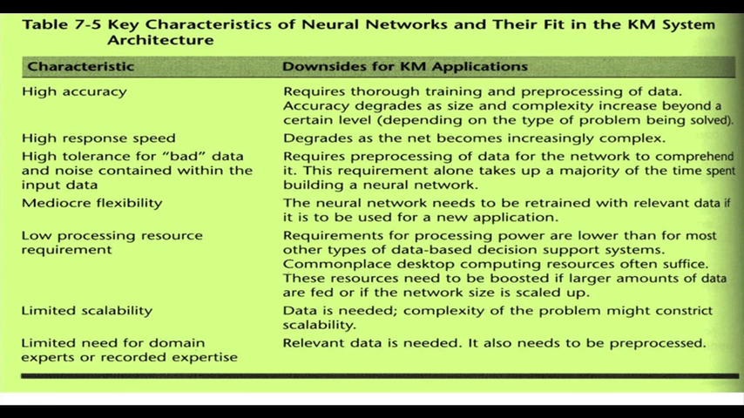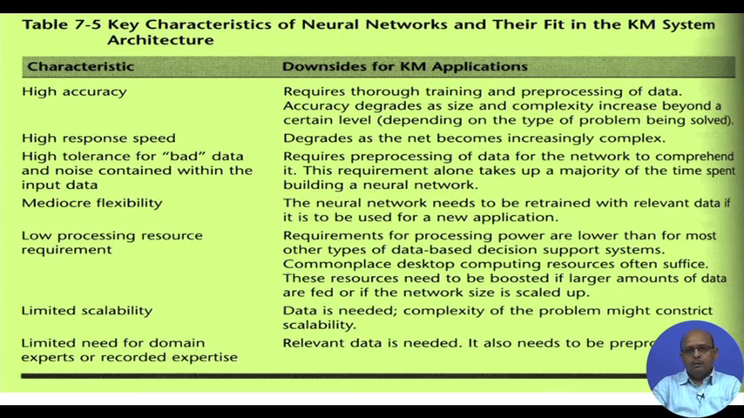Now, if you look at the neural networks, yes, it is very accurate, speed is good, okay, flexibility is mediocre, okay, but it has a low processing resource requirement, scalability is limited because it depends upon the data, okay, and you cannot solve complex problems using this because that requires high scalability, okay, and there is limited need for domain experts, because the relevant data is required and it also needs to be processed, okay. So, neural networks sometimes help, but not always, because it requires training and processing of data and other things, right. So, there are a lot of downsides when it comes to its application in the knowledge management system.